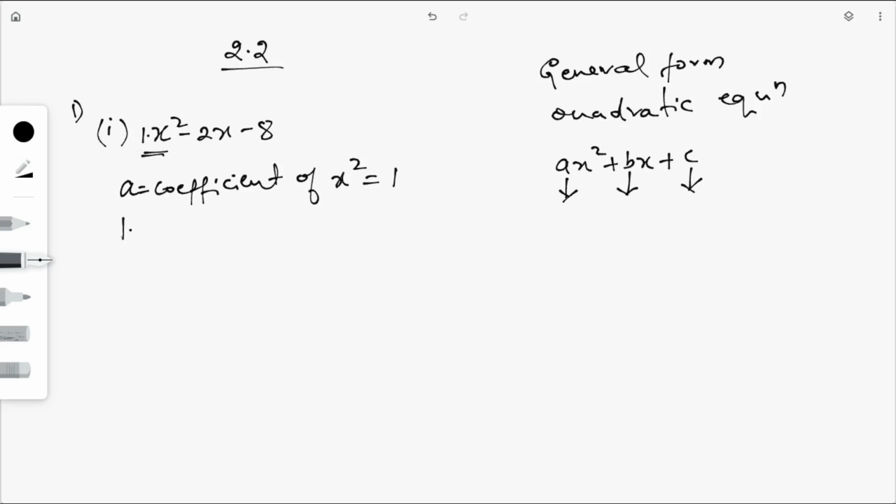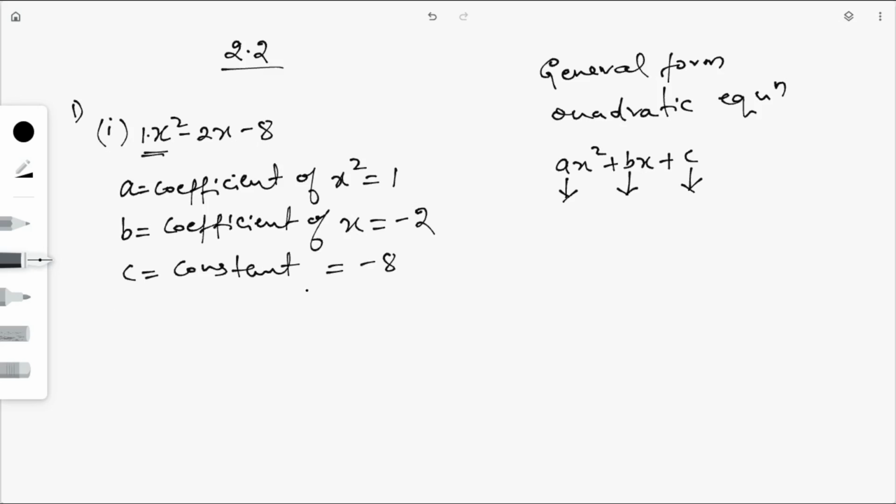So similarly, what is b? B is the coefficient of x. So in this case, what is the coefficient of x? Minus 2, and constant c is a constant. So what is the constant here? Minus 8. Fine. So these are the coefficients and constants. So after this, find out the zeros of the polynomial. So how to find zeros now? x square minus 2x minus 8. So this is the given quadratic polynomial. We need to find zeros from this quadratic polynomial.